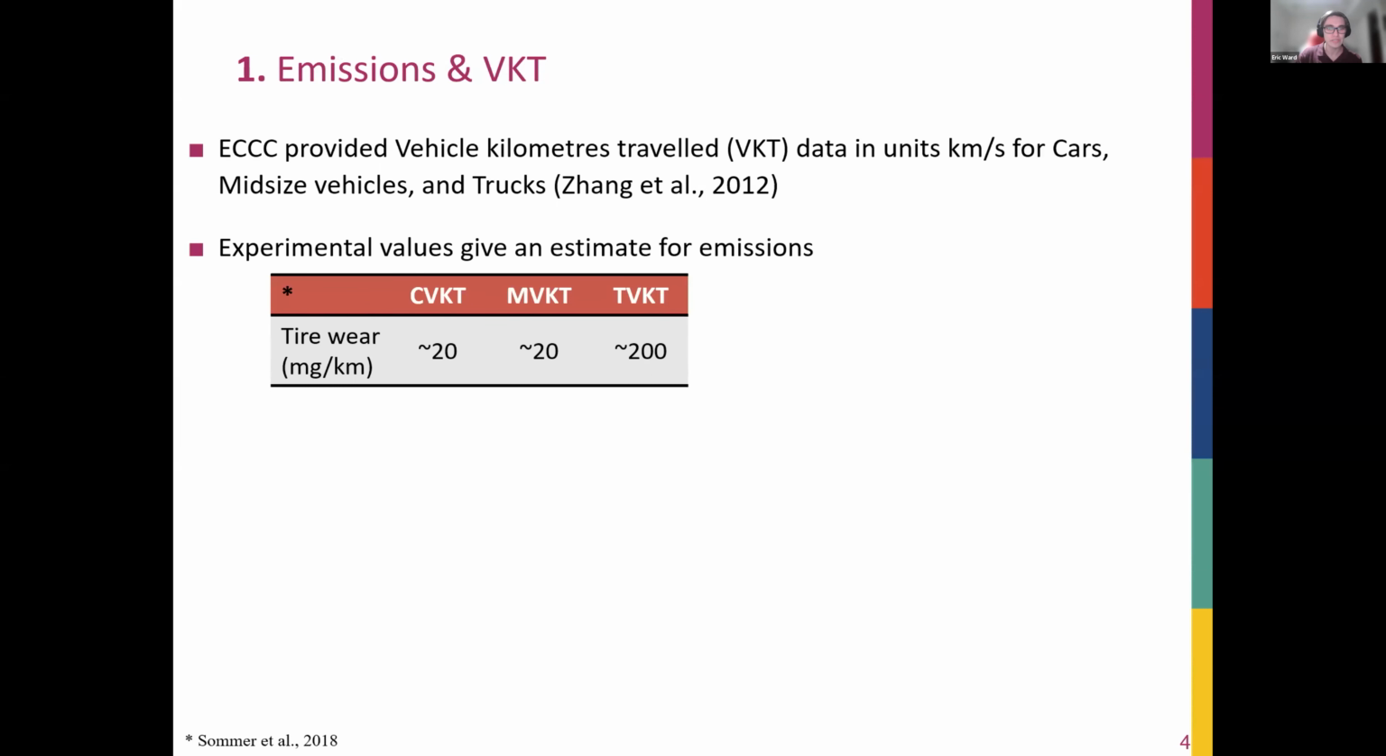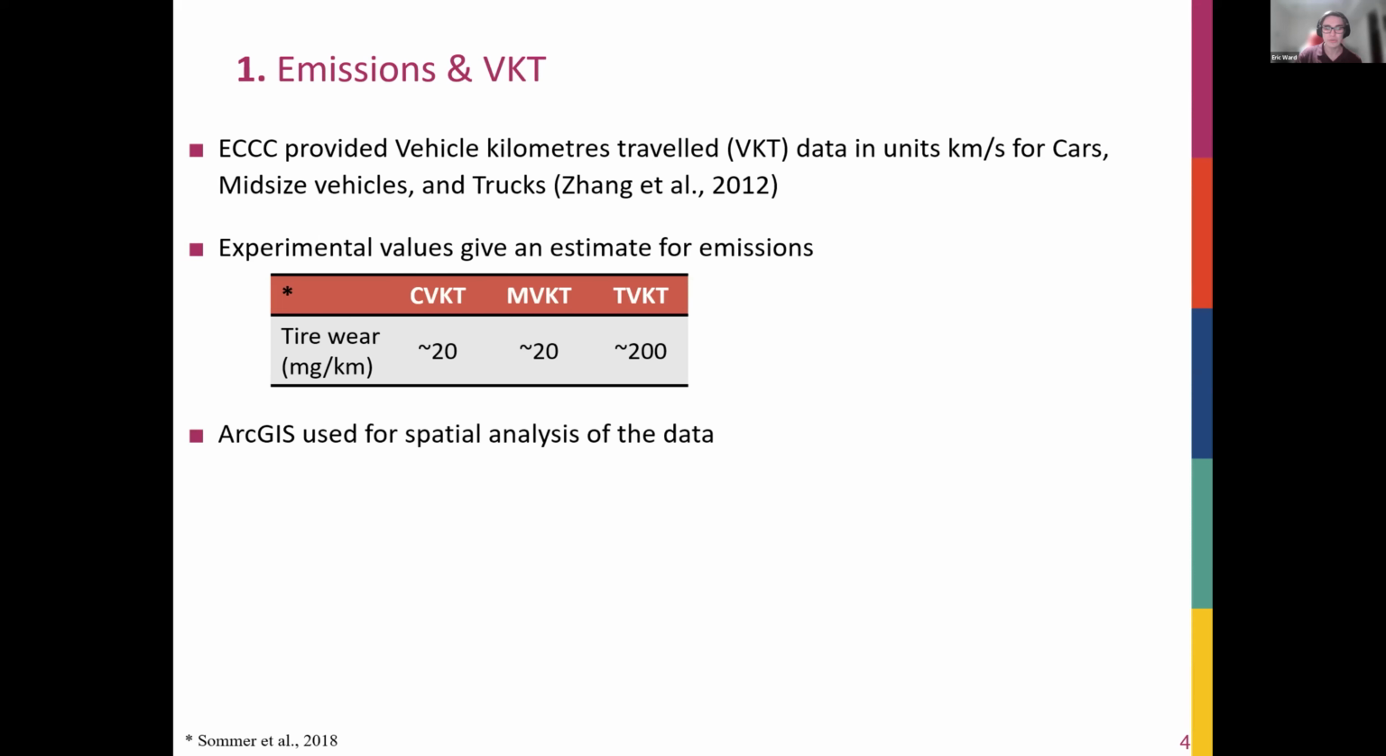So your CVKT, or cars, which are generally your 4-tire passenger vehicles, your MVKT, or mid-size vehicles, such as your small moving trucks and such, and then your larger TVKT, or your large transport trucks. So in milligrams per kilometer, you've got about 20 for the smaller vehicles, and then about 200 milligrams of tire wear for these larger vehicles.